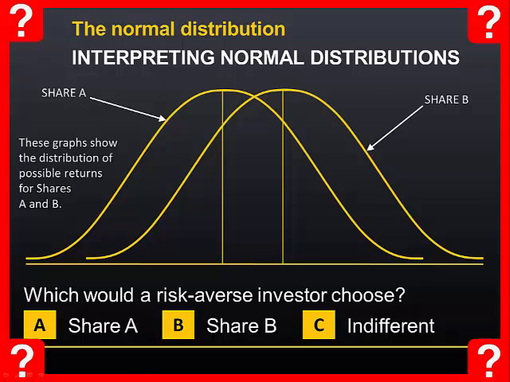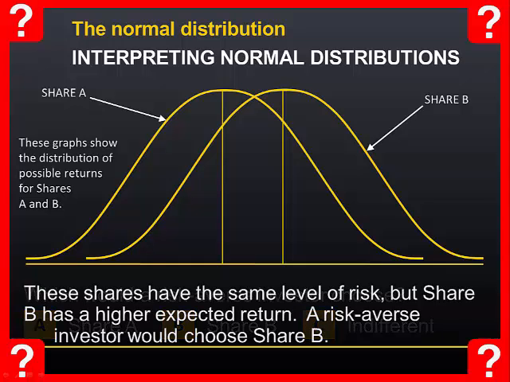So which would a risk-averse investor choose? Share A, share B, or would they be indifferent between the two? They wouldn't have a preference. The answer is share B. If they have the same level of risk, but share B has a higher expected return, then a risk-averse investor would prefer share B.